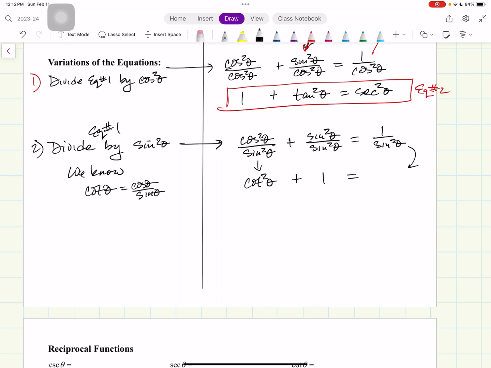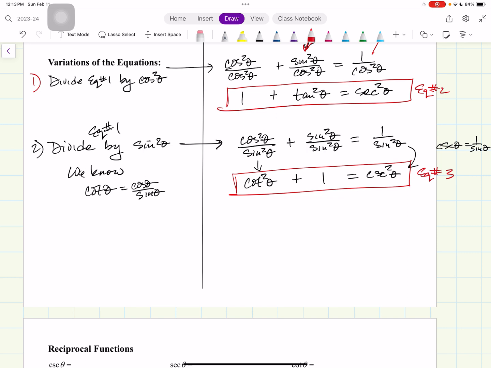But you have to remember that cosecant theta is nothing more than 1 over sine theta. So in that case, we get cosecant squared theta. And this is our third main identity. We're going to call this equation number 3. Now we have variations of these, so we'll talk about that in a little bit.